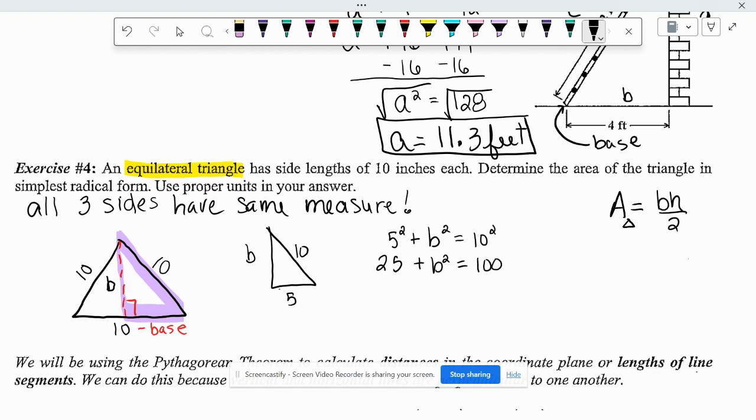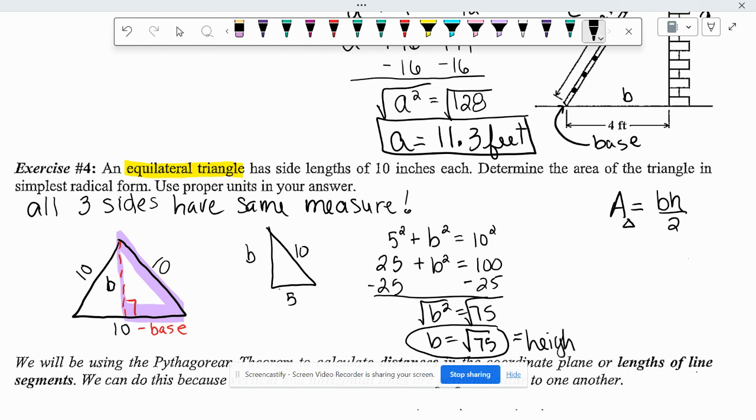What do I do to get b squared by itself? Subtract 25. Good job. So b squared equals 75, so b equals the square root of 75. I'm going to leave that like that for a second because that's just the height, right? Isn't that my height? Yep. So that's the height of my equilateral triangle.